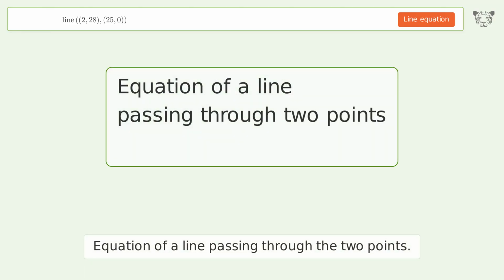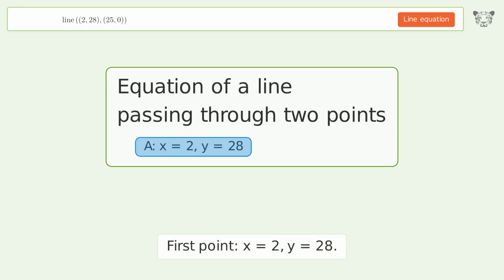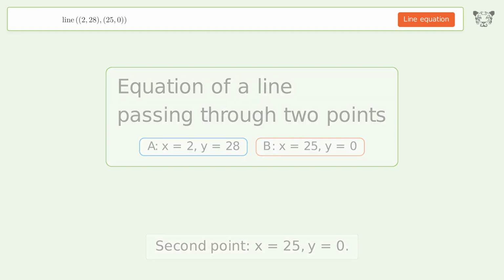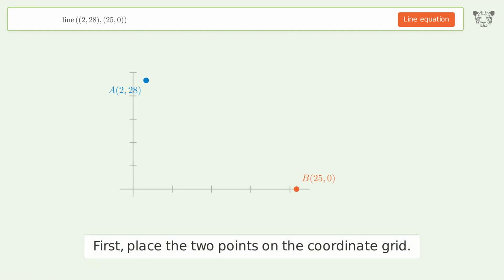Equation of a line passing through 2 points. The first point has x equals 2, and y equals 28. The second point has x equals 25, and y equals 0. First, place the 2 points on the coordinate grid.